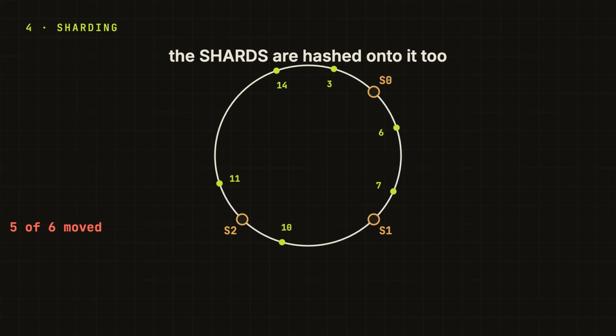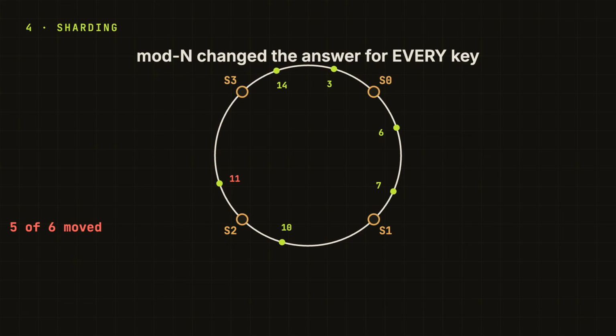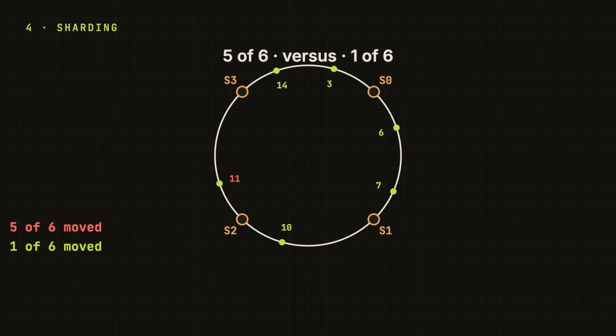Now, here is the beauty. When you add a new shard, it lands at one point and it takes over only the keys sitting just before it. Every other key looks clockwise, sees the same shard it saw yesterday, and does not move at all. This is a whole difference from the modulo approach, where changing the number changes the answer for every key. That is why consistent hashing is such a famous, important idea.